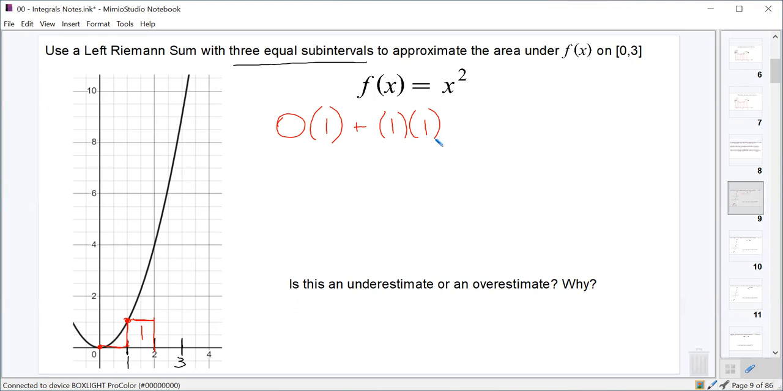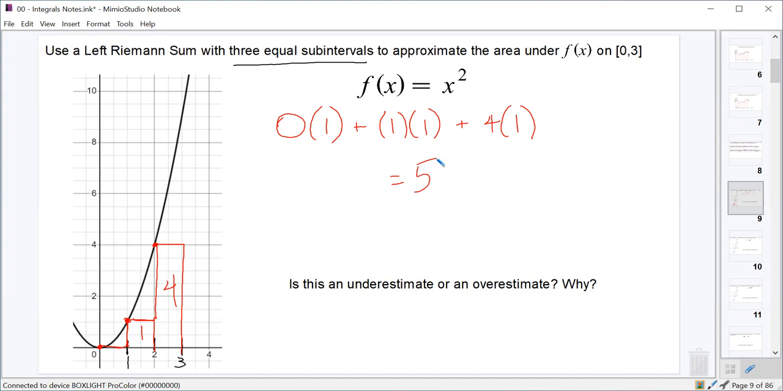Then we'll do it for the last subinterval from 2 to 3. We'll go up till it hits the function. We'll go straight across and drop it down. And our area here is 4, a height of 4 times a width of 1. So 1 plus 4 plus 0 gives you 5 square units as an approximation for the area under the curve.